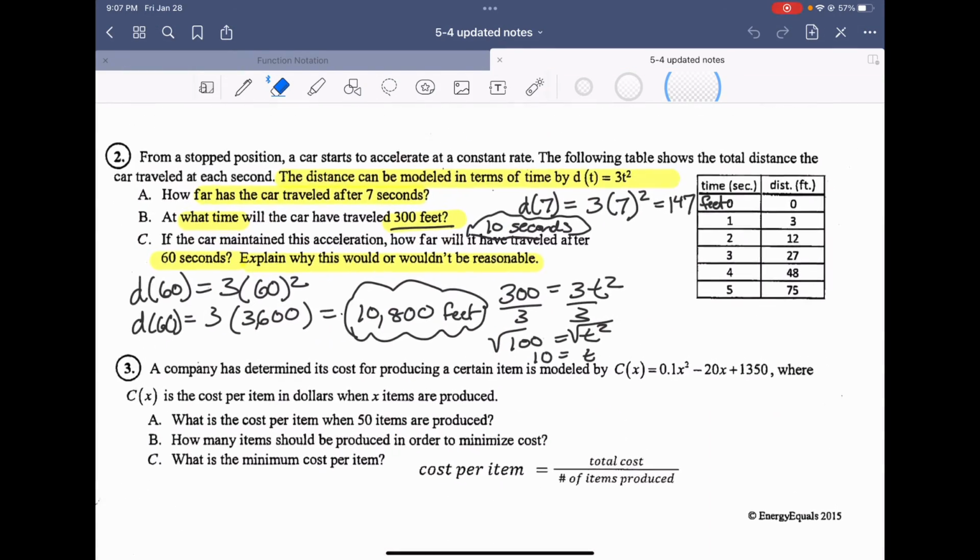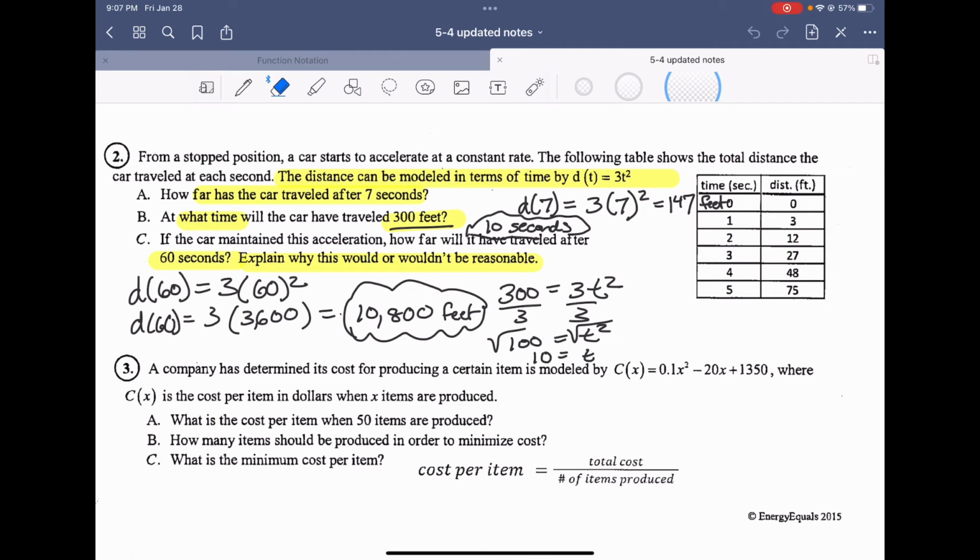So the last part of that question, though, explain why this would or wouldn't be reasonable. So 60 seconds, that's a minute. And in that minute, this car has gone, starting from nothing, a little over 2 miles, because a mile is 5,280 feet. So it's gone over 2 miles in 1 minute. So that's an average of 120 miles per hour. But it wasn't starting off at that speed, obviously, so it's going faster than 120 miles an hour at this point. So definitely not reasonable.